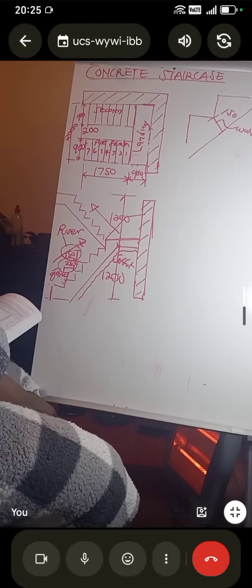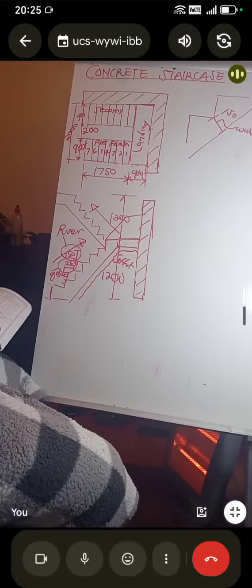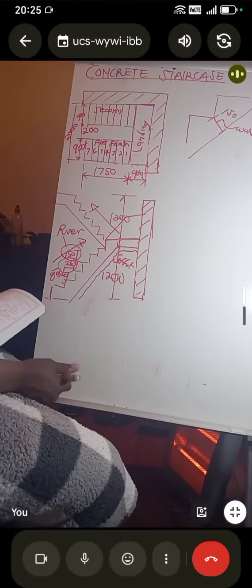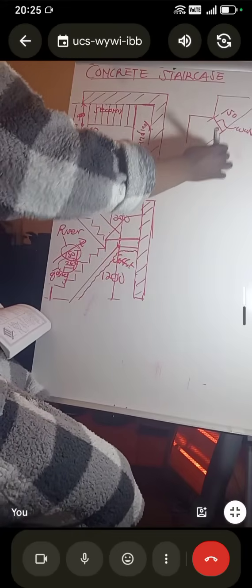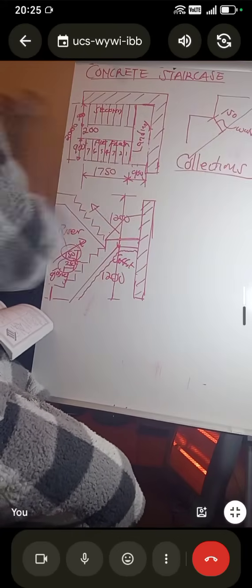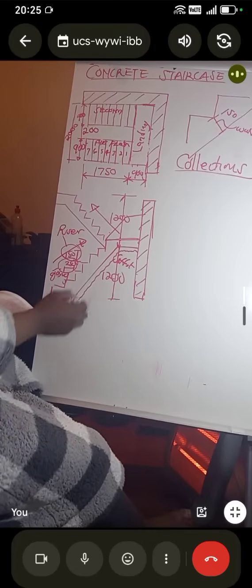What else do we have? Okay, fine. We can start. For us to start with our staircase, I'm not going to calculate a lot of stuff. I'm just going to explain what's happening. Let's do the collections. In the collections, what is it that you have to find? You have to find the length of the staircase.